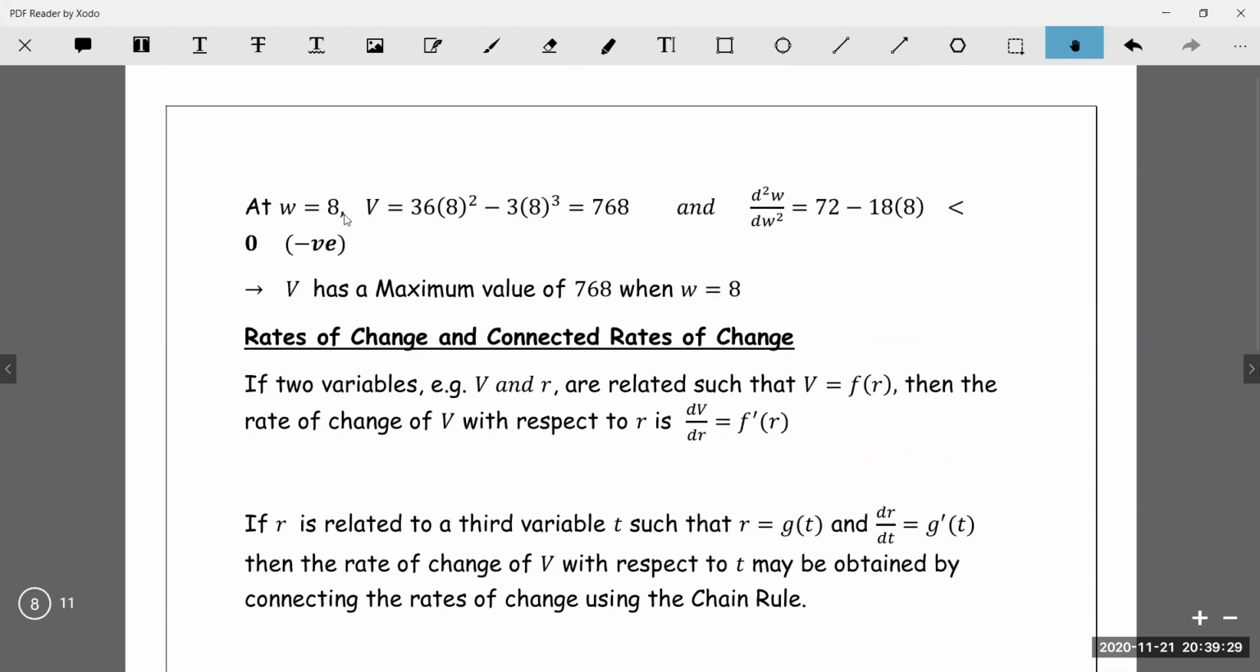When W equals 8, V is equal to 36 times 8 squared minus 3 times 8 cubed, which equals 768 meter cube. Now that's a lot of water. That's a very huge tank to have 768 meter cube of water. And remember, 1000 cm cube is 1 liter. So how many liters is this? That's a lot of water.